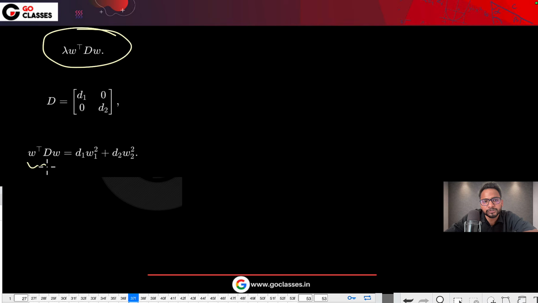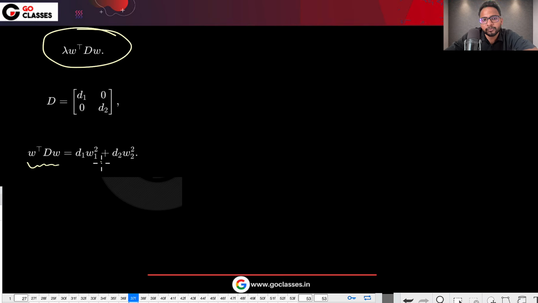So, W transpose DW will be D1 W1 square plus D2 W2 square. Now, if you want to give less weight to W1, which means to feature 1, W1 should be lesser, which means you penalize this more, then only it could be lesser. So basically, you want D1 to be more than D2. The more it will be, the lesser W1 will be.